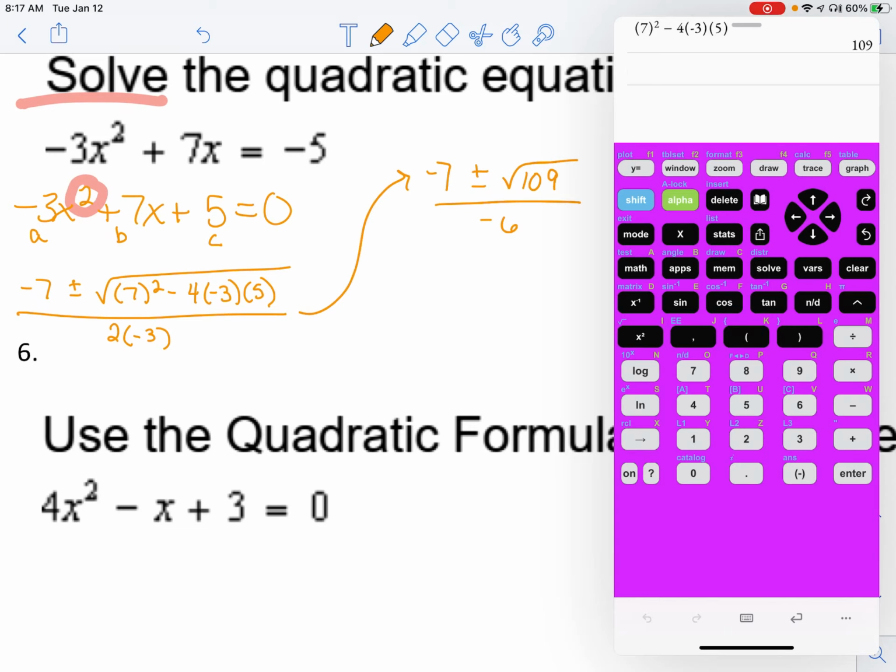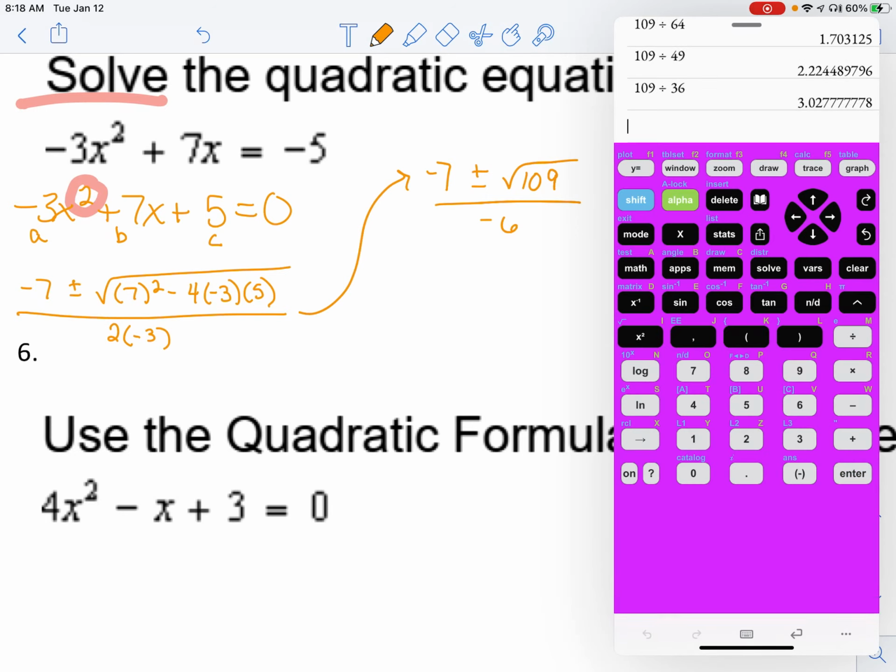So I got to think, is there anything that goes into 109, like from your square list? If you do 109 divided by 81, that's certainly not going to work. 109 divided by 64, that's not going to work. 109 divided by 49, that's not going to work. 109 divided by 36 won't work. Divided by 25 won't work. Divided by 16 won't work. Divided by 9 is not going to work. Divided by 4 is not going to work. So there's nothing that goes into 109.